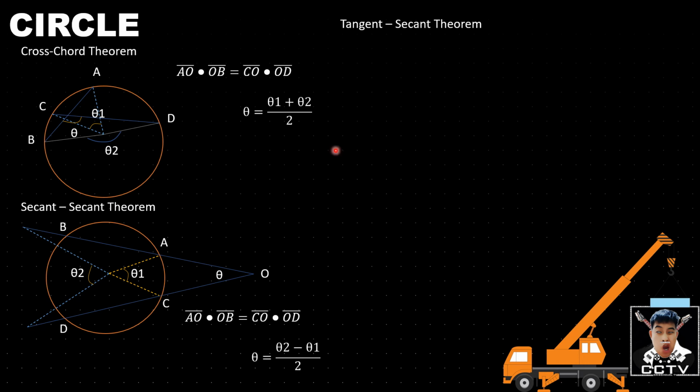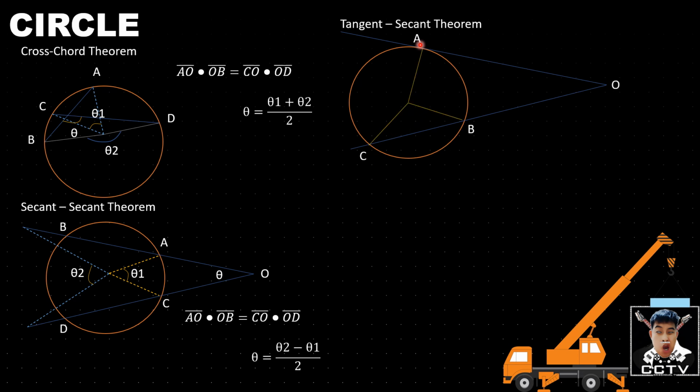Titingnan natin. Tangent, second theorem. Ang tangent is 1 point lang ang tinatamaan. Pag ganun lang. Ayan, secant. And then we have our tangent here. Intersecting din sila. Itong tinamaan na point, we call it A, B, C, and O, yung intersecting point ng dalawang line. And connect mo lang yung from point to center, from point to center, from point to center.